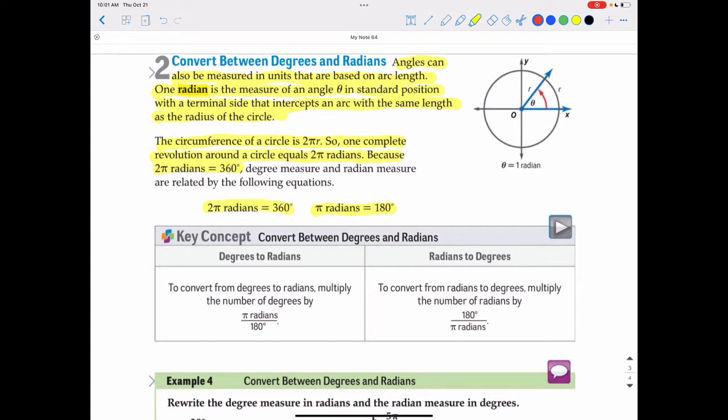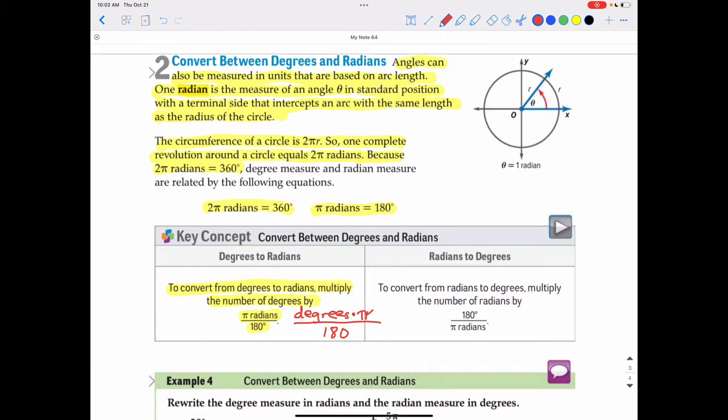So until you get used to radians and the angles measured in radians, it's probably going to be useful for you to convert your radians to degrees and in some cases convert your degrees to radians. So to convert from degrees to radians, multiply the number of degrees by pi radians over 180. I'm going to paraphrase that a little bit. To convert from degrees to radians, take the number of degrees times pi divided by 180, like this. Number of degrees times pi divided by 180.